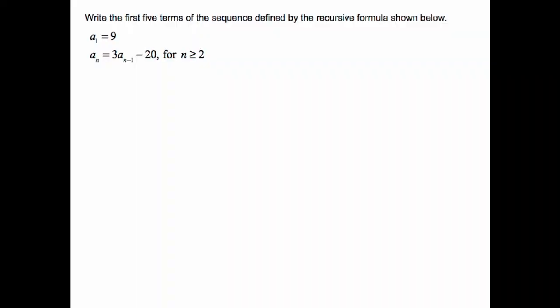Write the first 5 terms of the sequence defined by the recursive formula shown below. A sub 1 equals 9. A sub n is equal to 3 times A sub n minus 1 minus 20. And this is for values of n greater than or equal to 2. Now with the recursive formula, what you have to realize is that for any given term, A sub n, minus 1 refers to the term before A sub n.